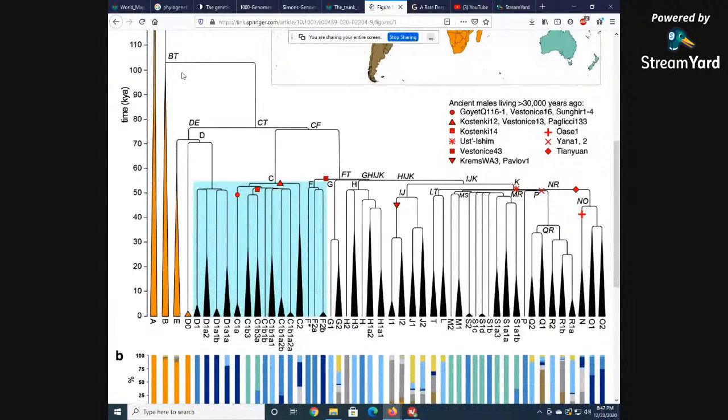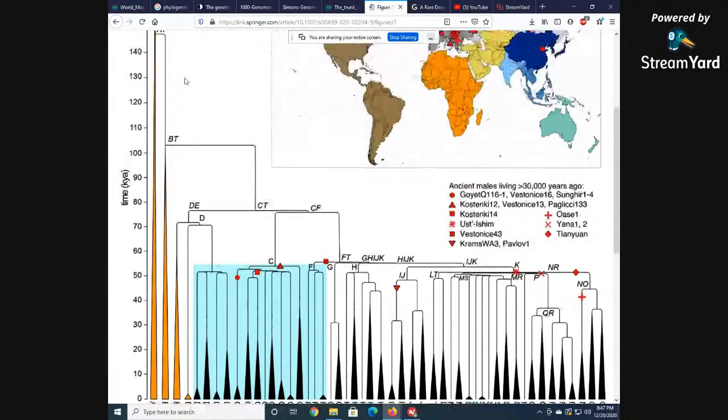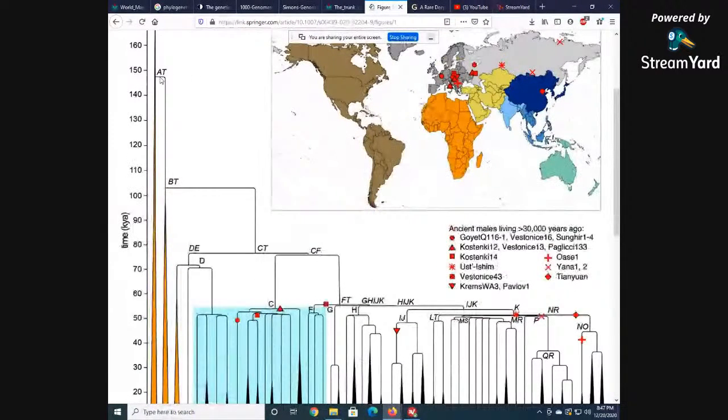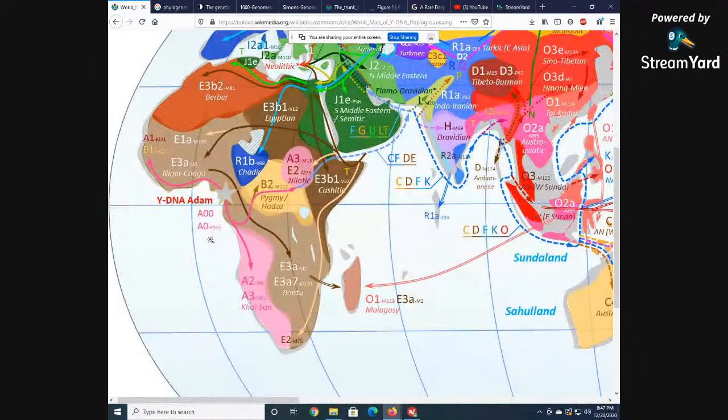So that's what they believe. They believe that's why they ordered them that way, because they believe that Africa was the original one. So they kind of made it backwards. They start with A1, B1, A2, A3, and then they go B2 and E1 and E2, and then they got the E3.